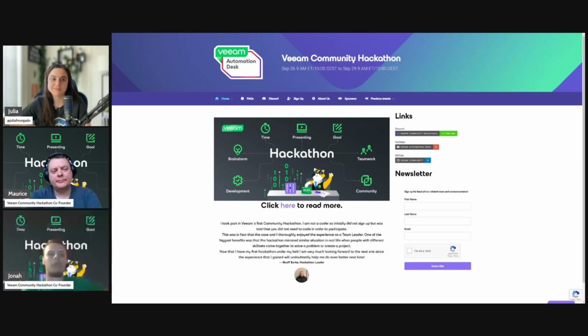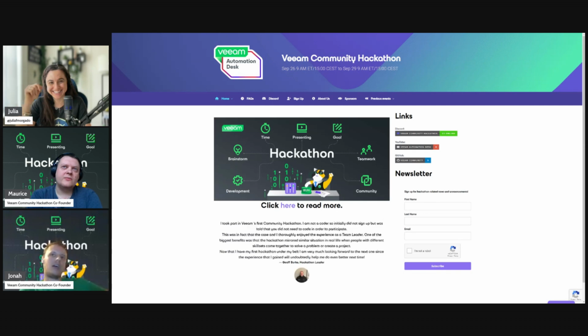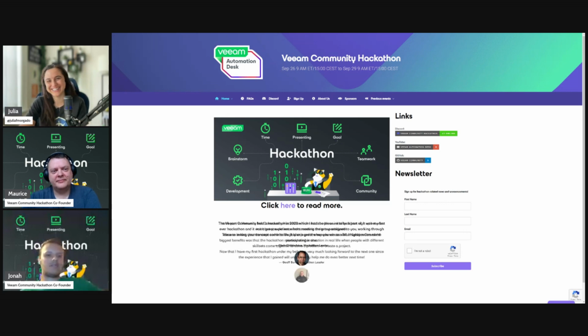Would it be like a plus if a team uses not only Veeam but one of the sponsor solutions as well? I don't know that it's formally defined on our judging rubric, but we do have some points based off of how unique or innovative your idea is. So I imagine that's where something like that could earn some extra points. Interesting. Good to know.